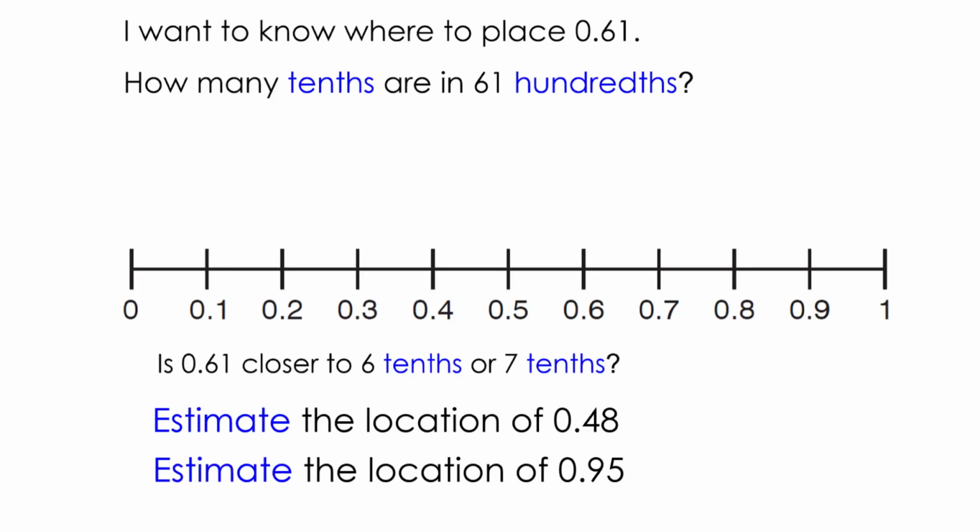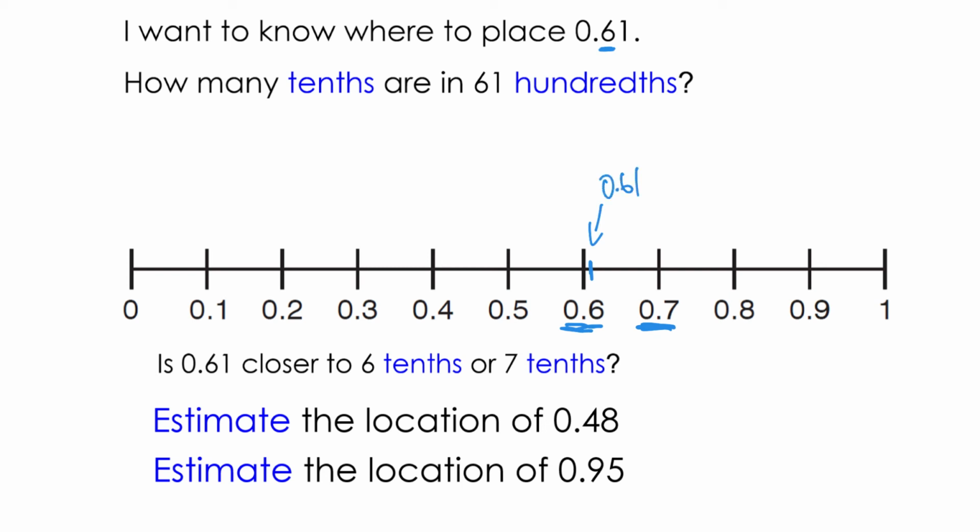I want to know where to place 0.61. How many tenths are in 61 hundredths? Well, the clue is right here. It's the first number. There are 6. So it has to be between these two numbers here, 0.6 and 0.7. Is 0.61 closer to 6/10 or 7/10? Well, it is closer to 6/10. That's where 0.61 would be. So let's label it. There you go.